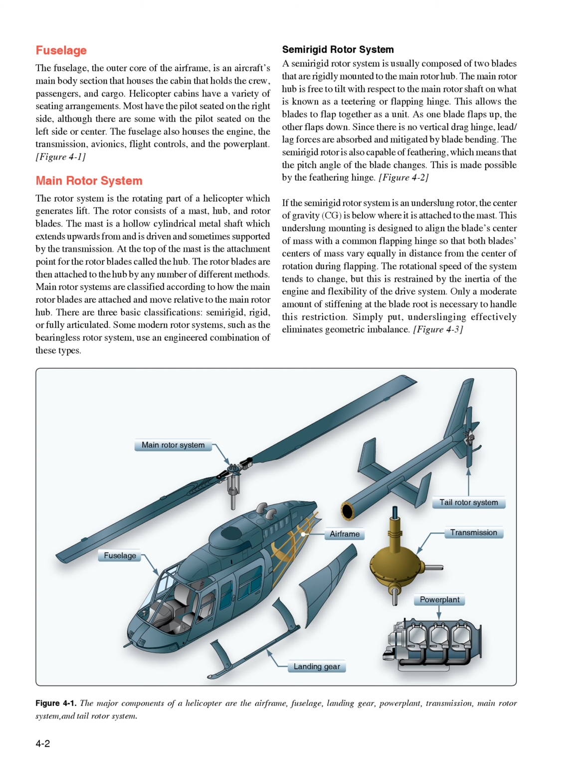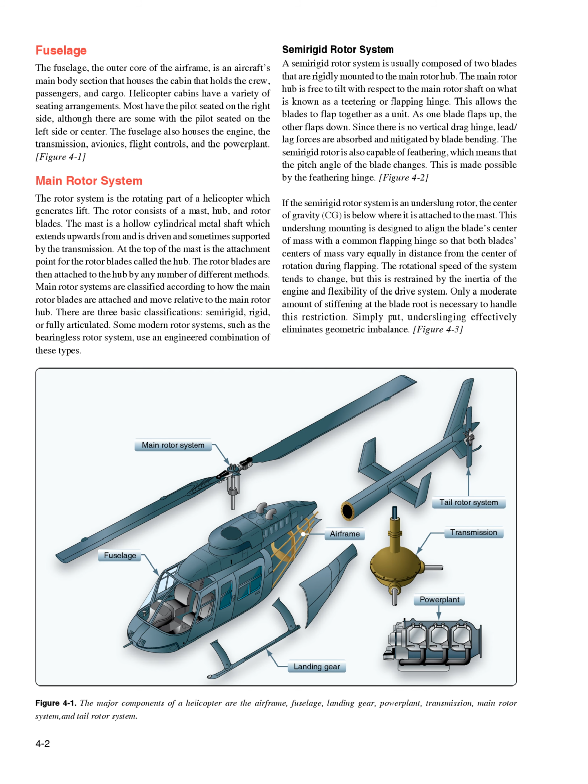Figure 4.1, Main rotor system. The rotor system is the rotating part of a helicopter which generates lift. The rotor consists of a mast, hub, and rotor blades. The mast is a hollow cylindrical metal shaft which extends upwards from, and is driven and sometimes supported by, the transmission. At the top of the mast is the attachment point for the rotor blades called the hub. The rotor blades are then attached to the hub by any number of different methods.